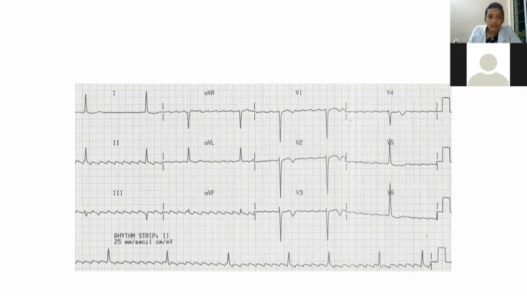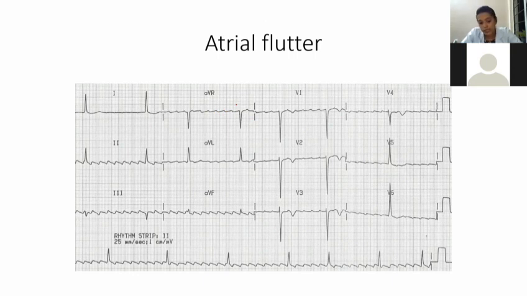So here you can see that there is not one P wave for one QRS complex. Here you can see so many P waves for one QRS complex. And the P wave has a characteristic sawtooth shape. So this is atrial flutter. The ECG is showing atrial flutter. Okay, so this is about this ECG.